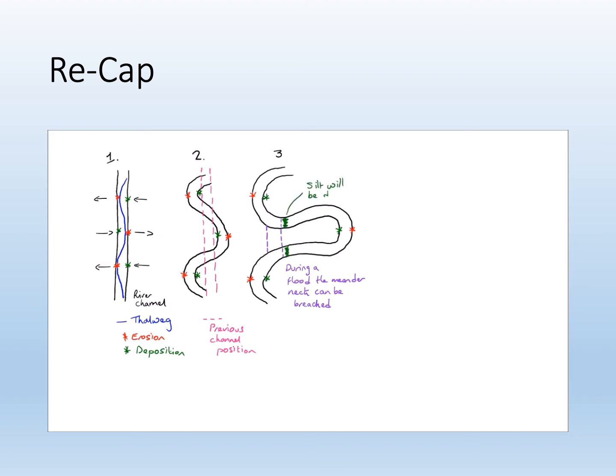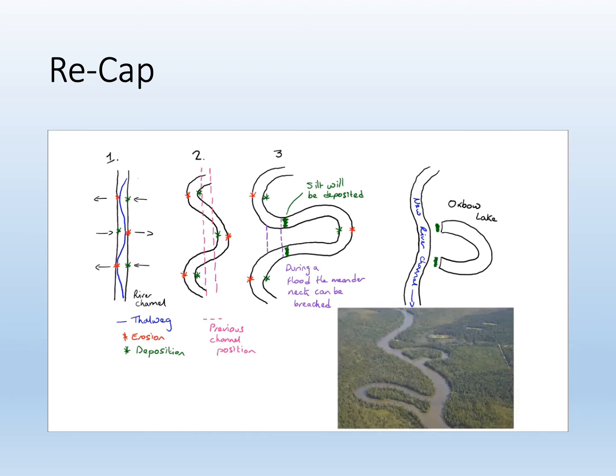Now eventually this meandering channel will meander even further, as we can see in diagram number 3. And what occurs over here is that the meanders become so tight that they come very close to each other. And what can occur is that the neck can potentially be breached, and that's that narrow part, as you can see that I've labelled, during maybe a flood or something like that.